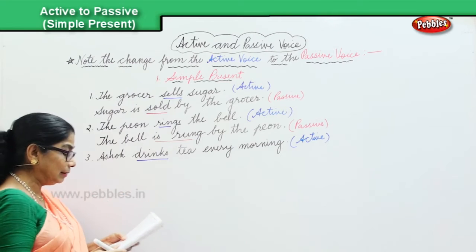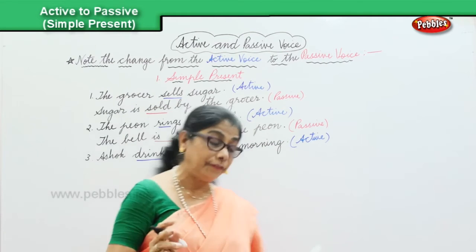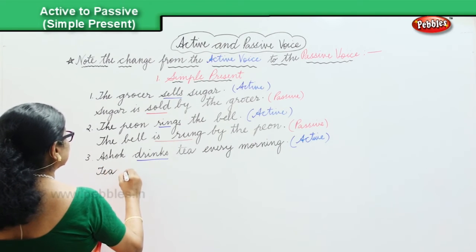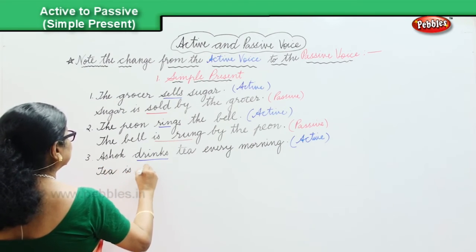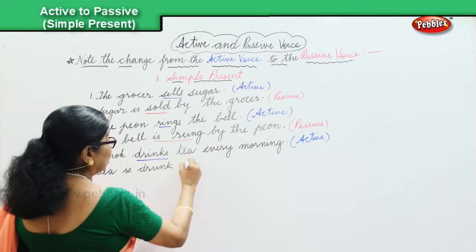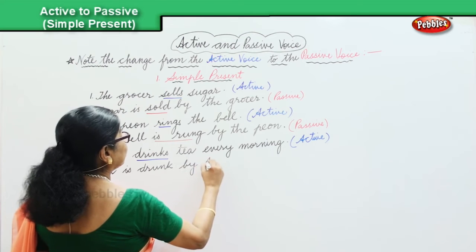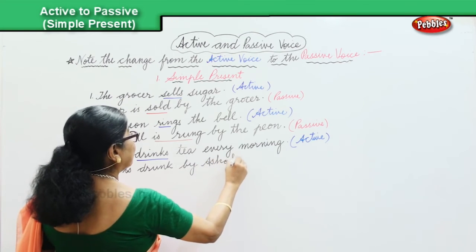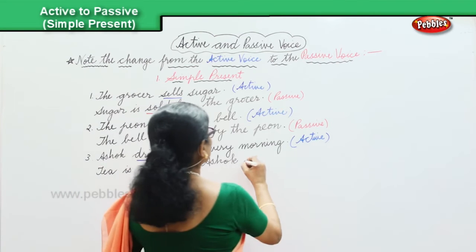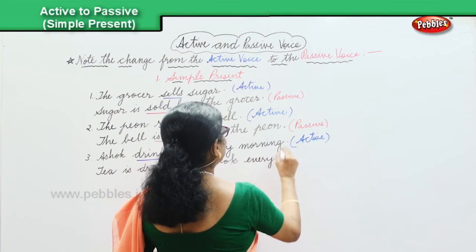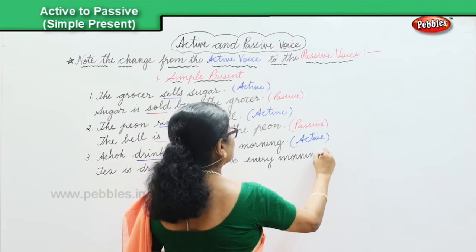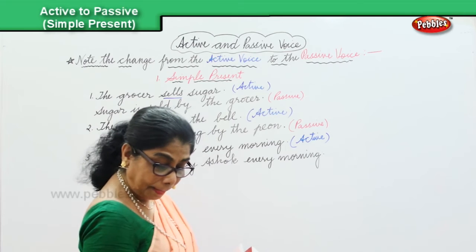Tea is drunk by Ashok every morning. Tea is drunk. Tea is drunk by Ashok every morning. Now that's in the passive voice.